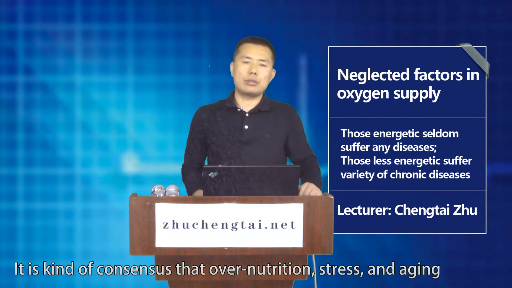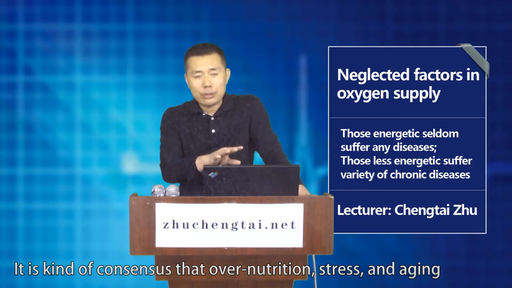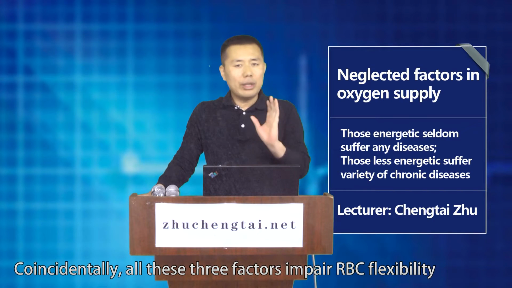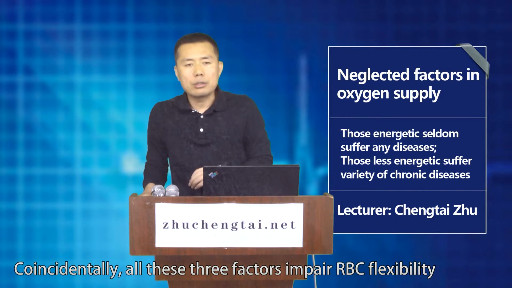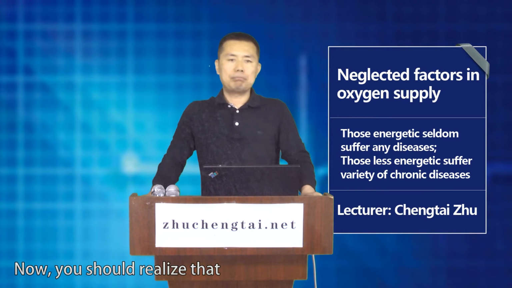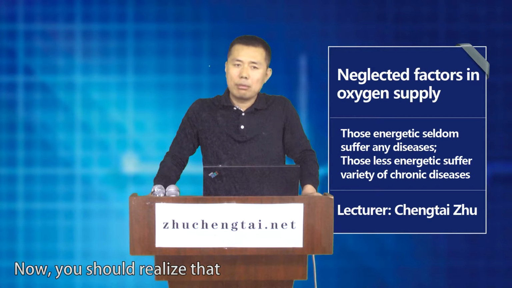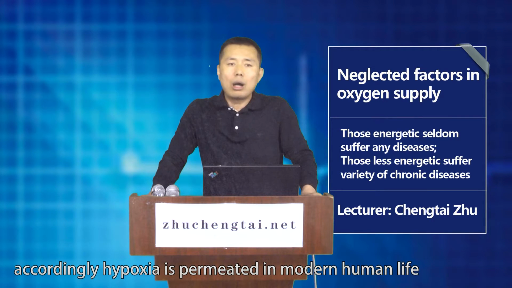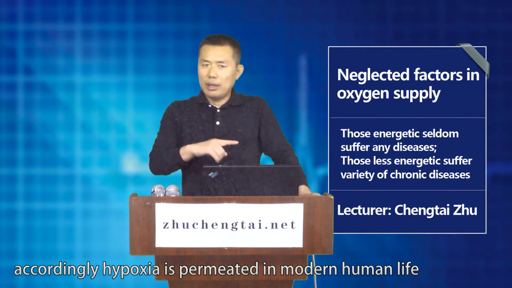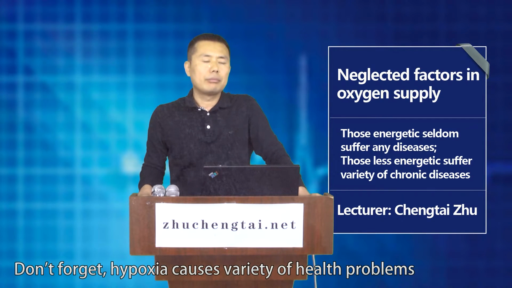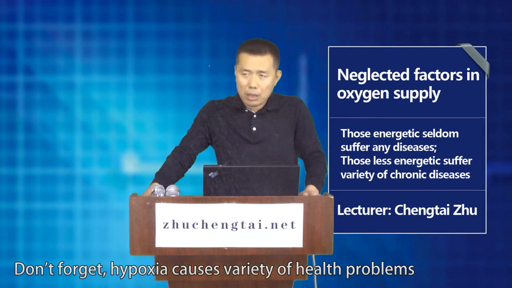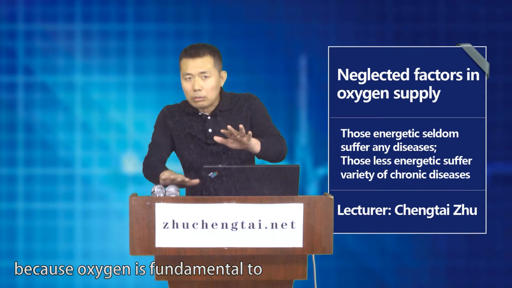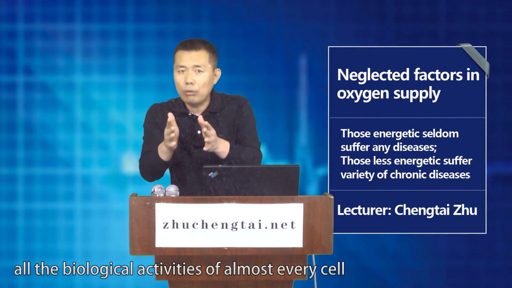It is a kind of consensus that overnutrition, stress, and aging are closely related with most chronic diseases. Coincidentally, all these three factors impair RBC flexibility. Now, you should realize the problem of impaired RBC flexibility is widespread. Accordingly, hypoxia is permeated in modern human life. Don't forget, hypoxia causes a variety of health problems because oxygen is fundamental to all the biological activities of almost every cell.